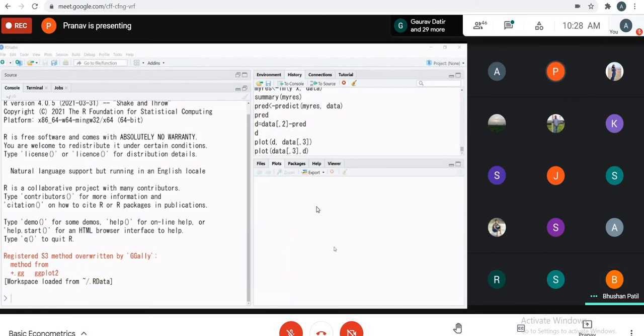Yeah, the question is that you first have to estimate the regression line. Second part is you have to calculate the residuals from the regression equation. And the third part is you have to plot the residuals from the regression equation against the explanatory variable. Is this clear?